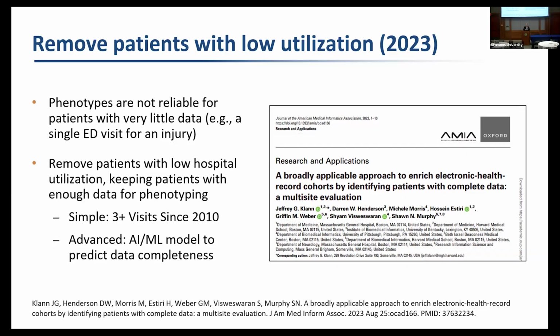Jeff will be here in a little while, and we'll talk about a machine learning method, which is a much more sophisticated way of finding patients who are likely receiving most of their care at your institution and therefore have more complete data than patients who are really getting care at another institution and maybe stop by your emergency room a couple times, and that's all the information you have about them.